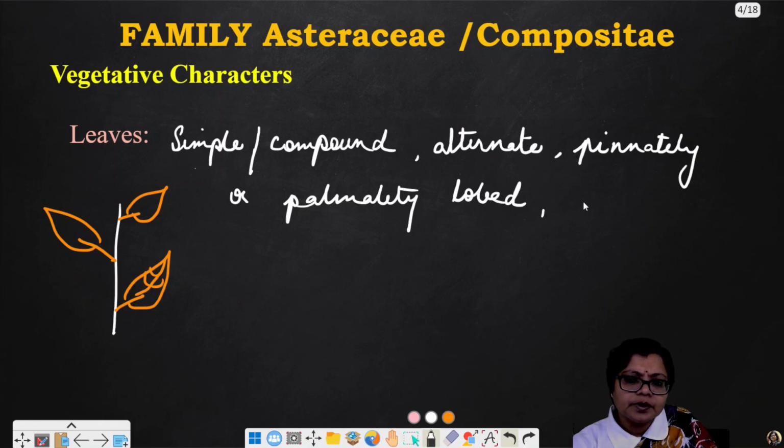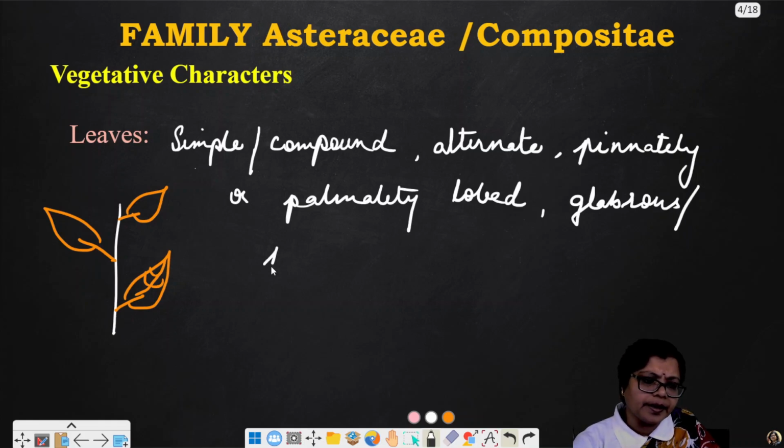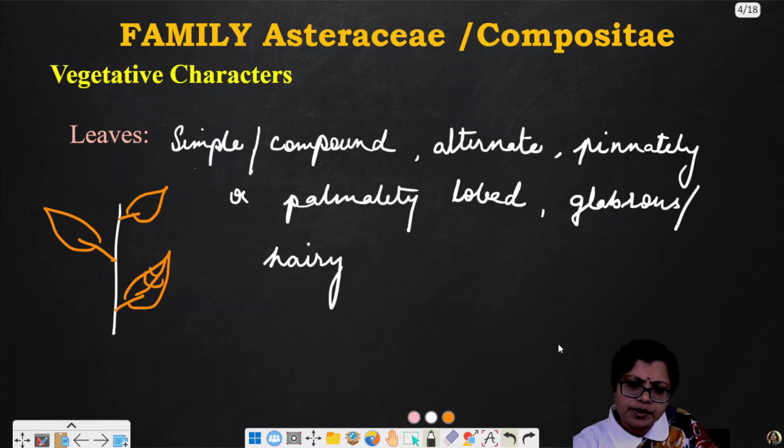Glabrous or hairy. Hairy means hairs may be present on the leaf surface. What is the meaning of glabrous? Glabrous means smooth, shiny.